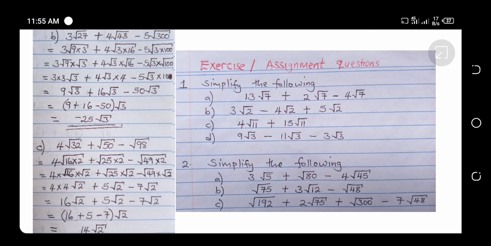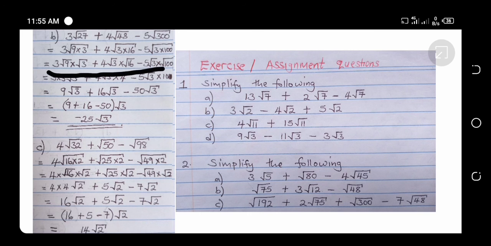Solution to B. B, we have it here: 3 root of 27 plus 4 root of 48 minus 5 root of 300. So still look for two factors which you can multiply to get 27, 48 and 300, but one of those two factors should be a square number. Like here in 27 we have 9 times 3. In 48 we have 3 times 16, and 16 is a square number. Then in 300 we have 3 times 100.